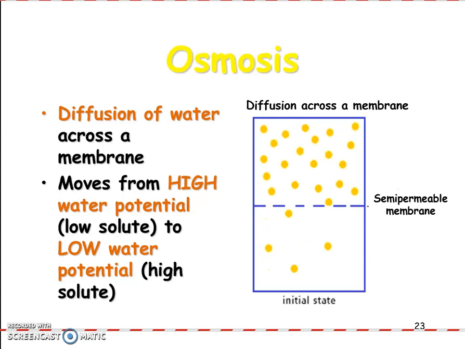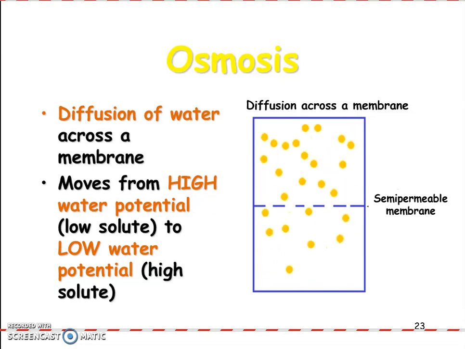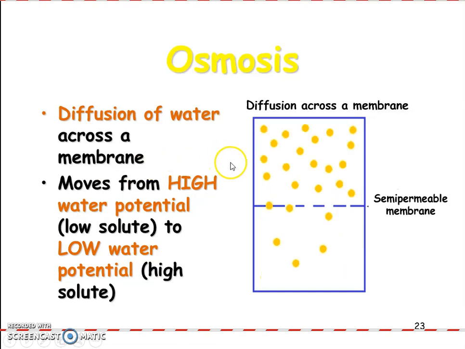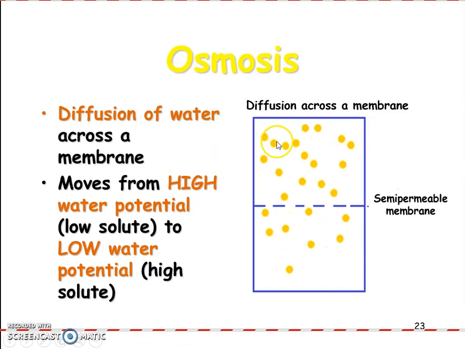Osmosis. So what is osmosis? Osmosis is a diffusion of water across the membrane, and it moves from the high water potential, where the concentration of water is high and there is a low concentration of solute, to the low water potential, where the concentration of water is low and the concentration of solute is high. In this picture you can see initially it started with a high concentration of water and it started moving to a low water potential.